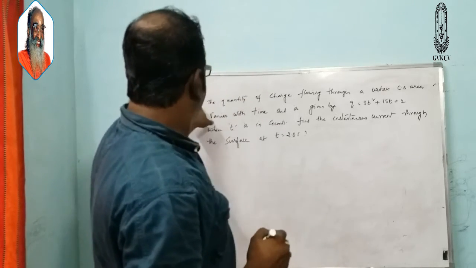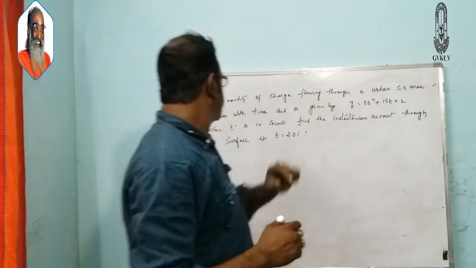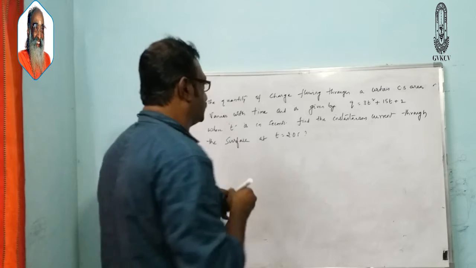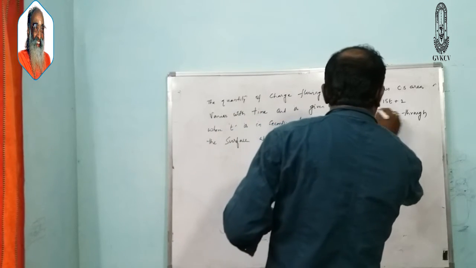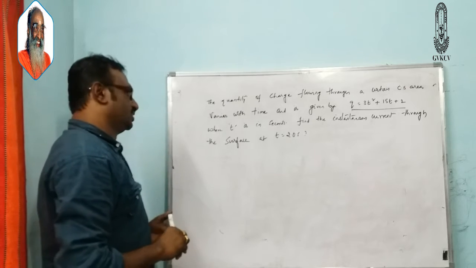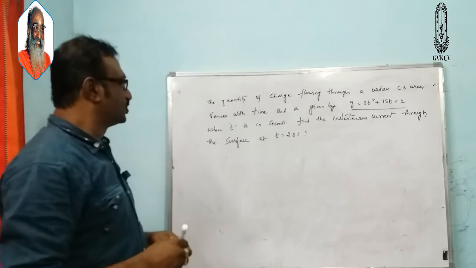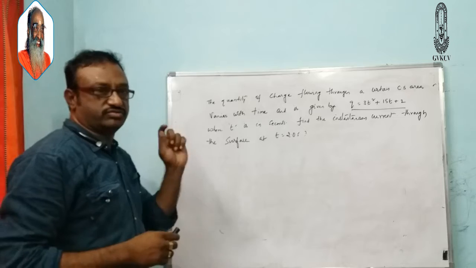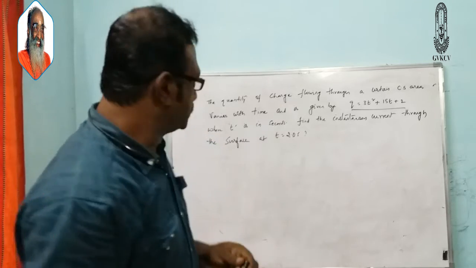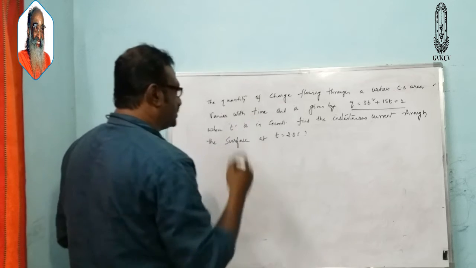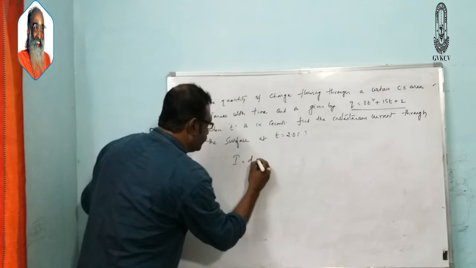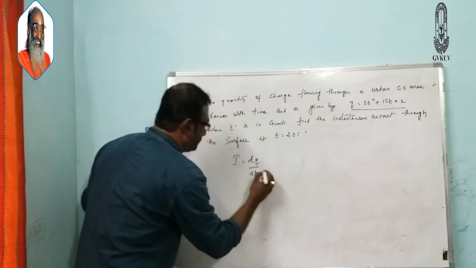Here the quantity of charge flowing through a certain cross-sectional area varies with time and is given by this equation: Q is equal to 3t square plus 15t plus 2, where t is in seconds. Find the instantaneous current through the surface at t is equal to 2 seconds. We want the current at a particular time, t is equal to 2 seconds. So now we want to find the instantaneous current. What is the formula? I is equal to dq by dt.